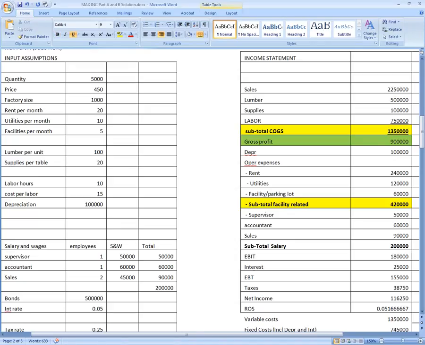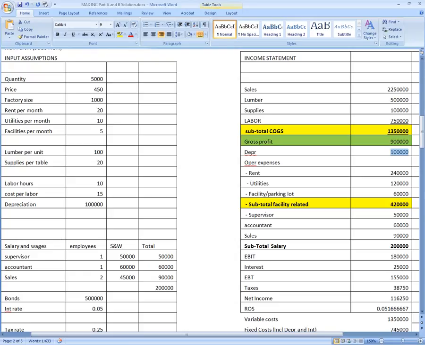Now, gross profit is basically how much money is left over after we have spent our money on the cost of goods sold. So that would be your revenue, and you subtract your variable cost of goods sold, and now you're left with this 900,000. This formula would be your sales cell minus your variable cost cell, and you would get that number. Depreciation is 100,000, which was given to us.